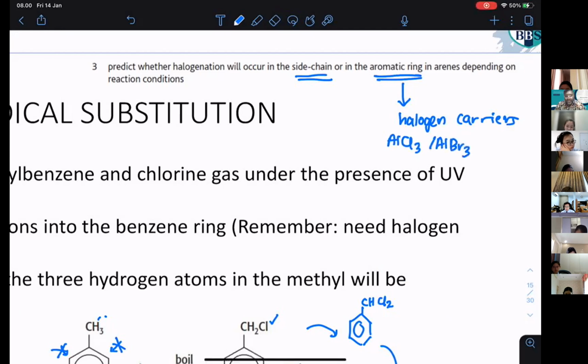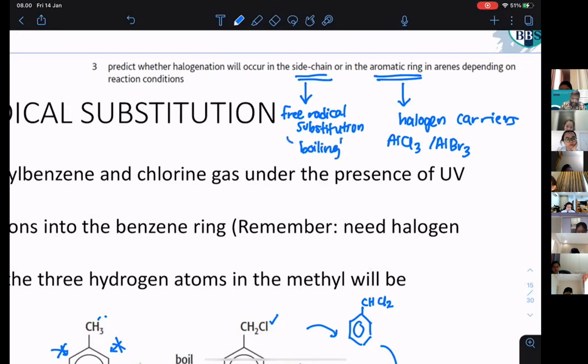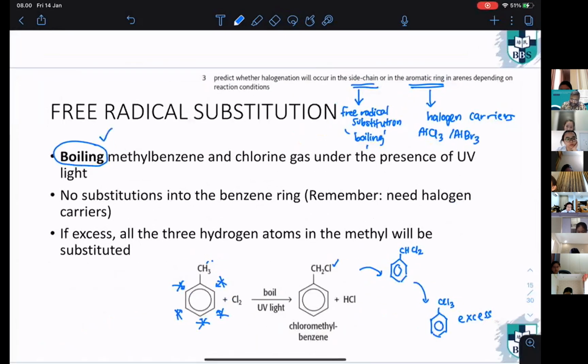But if it is going to be side chain, one of the examples is, if you are using the methyl benzene, then you will have the free radical substitution, and the condition must be that the methyl benzene must be boiling. That's why I put it over here, and then with the presence of UV light. So this one is what they want you to know, and they will test you on this also. Please remember this, because they mention it in your syllabus.